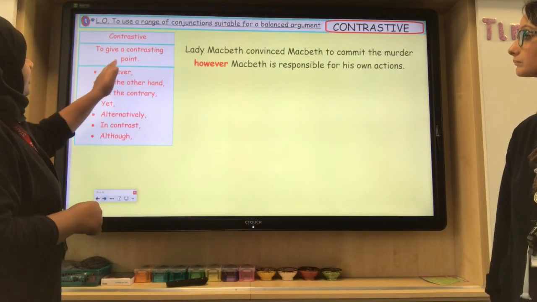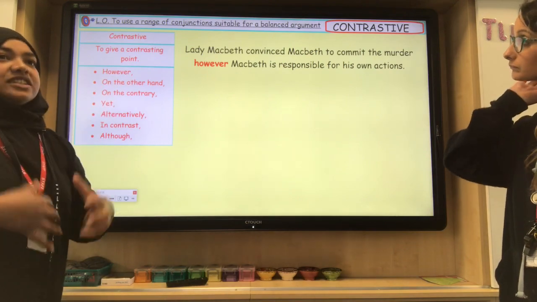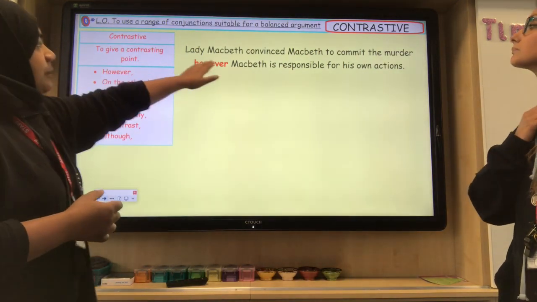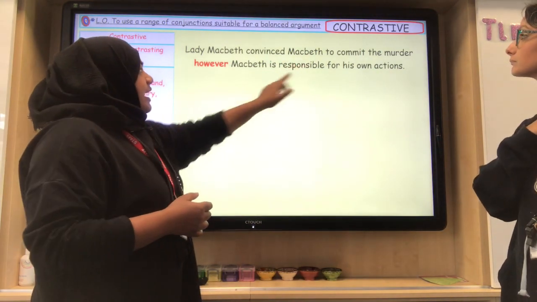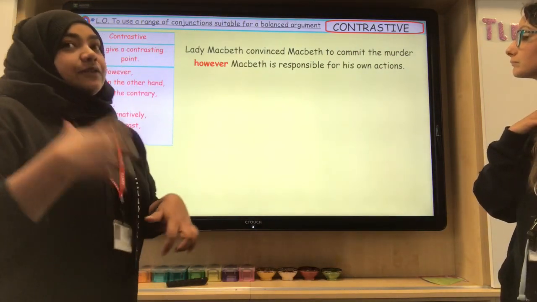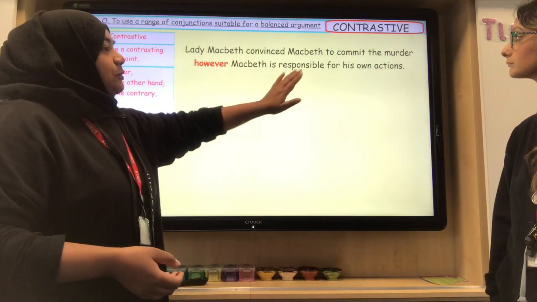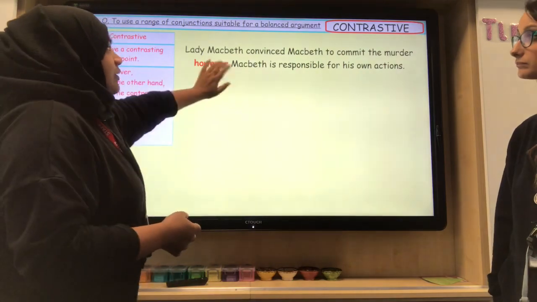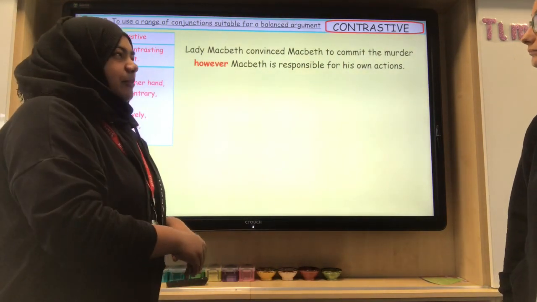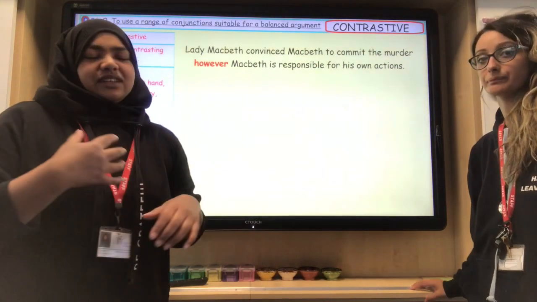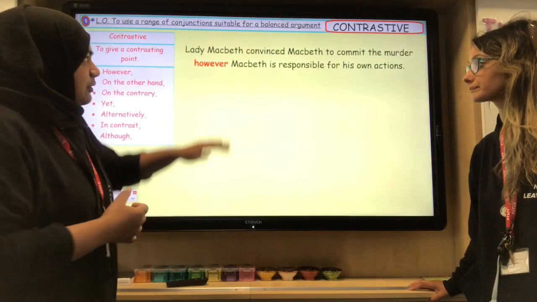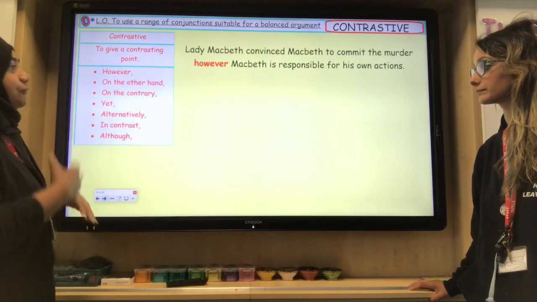So giving a different view or a different opinion. Lady Macbeth convinced Macbeth to commit the murder, however, so giving a different opinion, Macbeth is responsible for his own actions. So yes, we know that Lady Macbeth convinced Macbeth, but actually Macbeth is in charge of himself and his own actions. So we're using a contrastive there to give a different view.